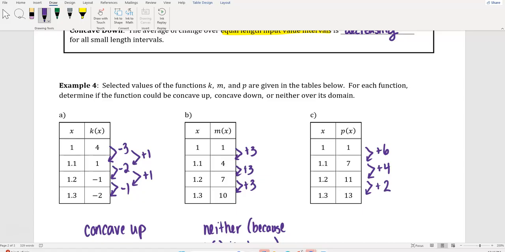Okay? Are these numbers that we're getting here increasing or decreasing? Decreasing. So this graph is going to be concave down.